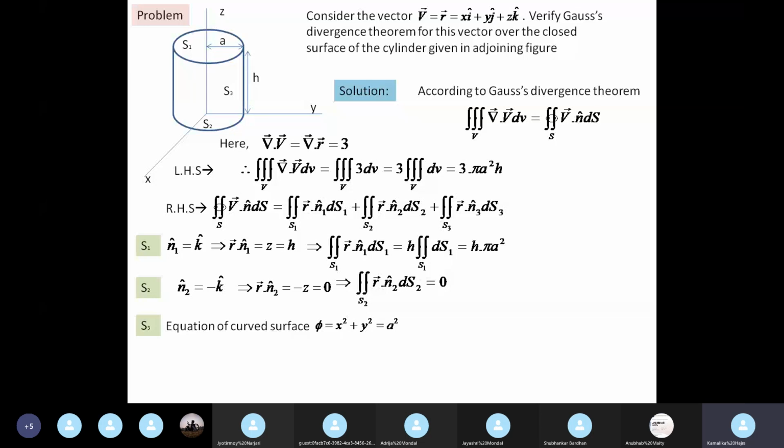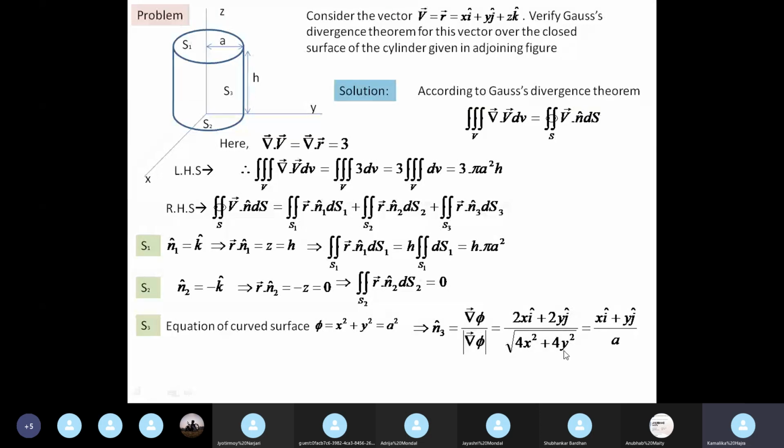Now the equation of the curved surface is x square plus y square equal to a square. Okay, this is the only step that is a bit, I shouldn't say difficult, but a little thought provoking. So the curved surface has the equation x square plus y square equal to a square. So to find the normal to this surface, you have to take the gradient. So N3 is grad phi by mod grad phi. Grad phi is 2x i cap plus 2y j cap, divided by mod grad phi, which is this. Now 4 comes outside as 2.